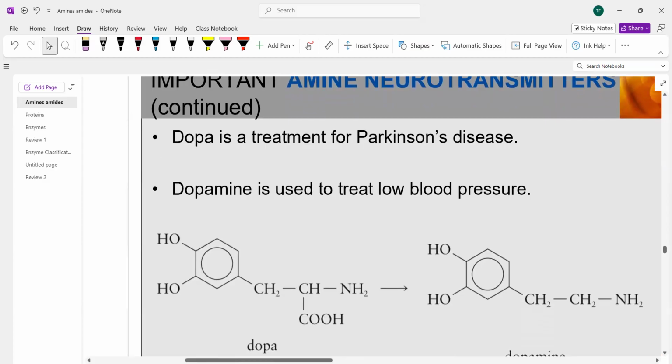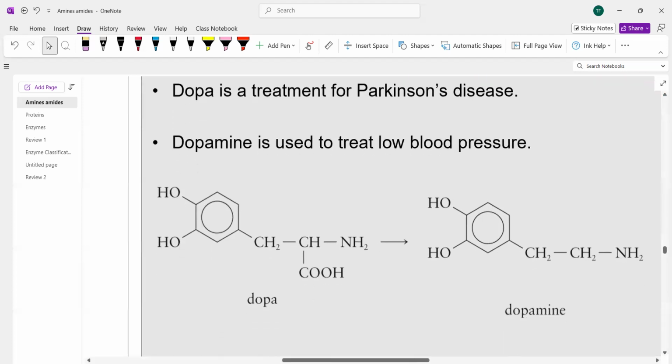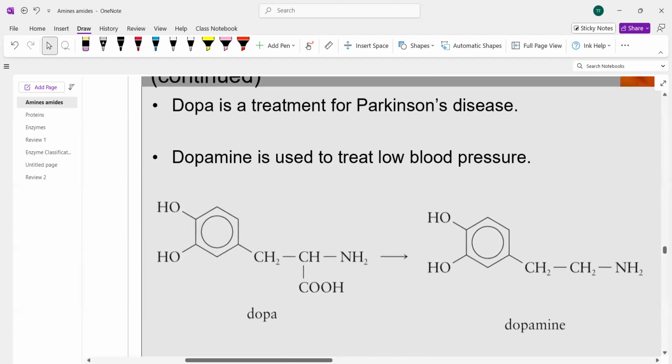And many of you have probably heard about dopamine being used to treat various things in our body. So also a pleasure center for a lot of abused drugs and sugar.